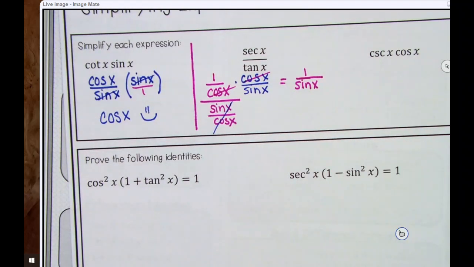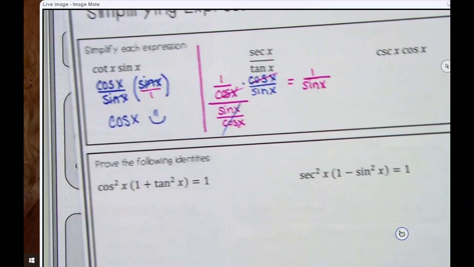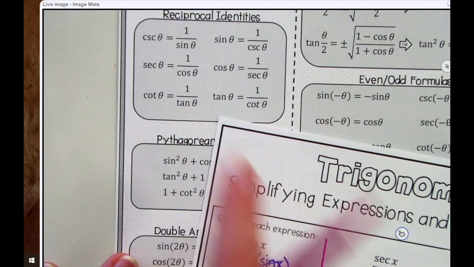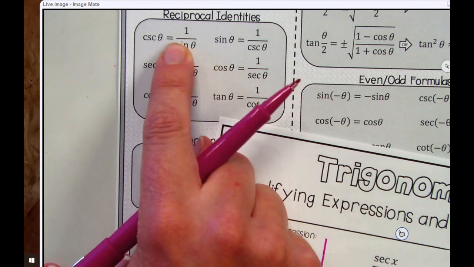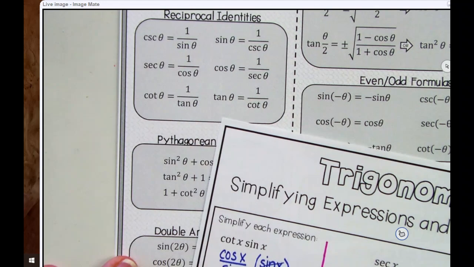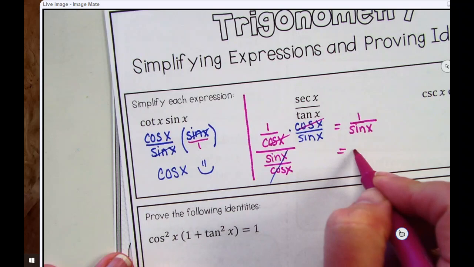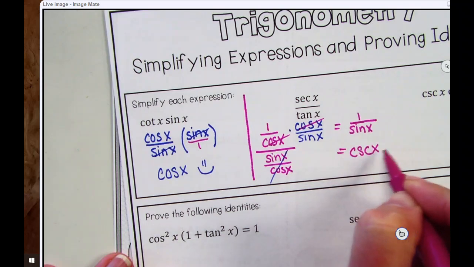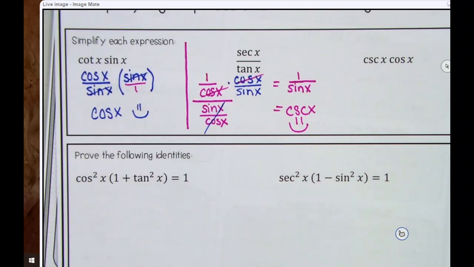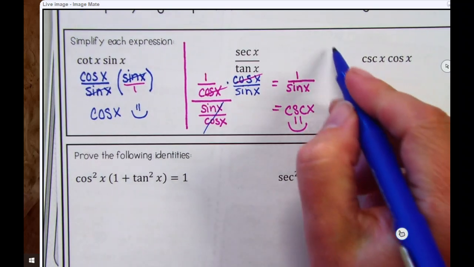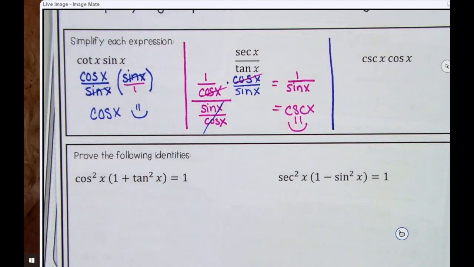We won't get a right answer with that because I look over at my formula sheet. What does 1 over sine equal? Cosecant. Are you kind of getting a feel for what they expect you to do on these first three problems? Let's do one more.